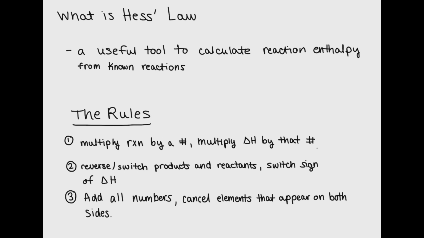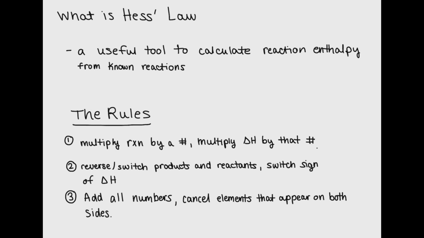The first rule is that if you multiply a reaction by a number, you also have to multiply the enthalpy by that number. The second rule is that if you reverse the products and the reactants of a reaction, then you have to switch the sign of the enthalpy, which means either a negative becomes positive or positive becomes negative. And the final rule is that if something appears on both sides of the reaction, then it gets canceled out.